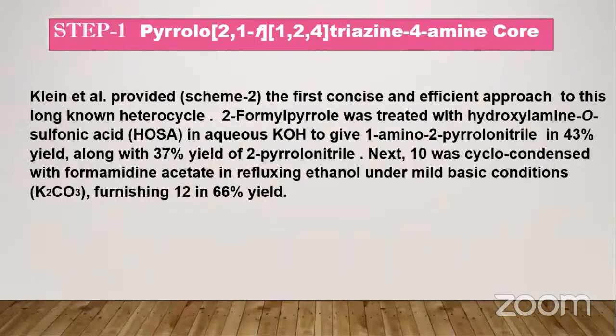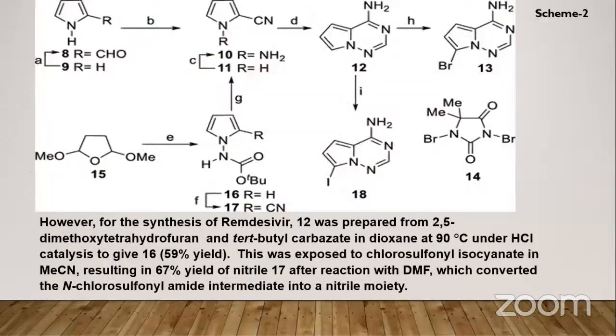If we come one by one, we can see the first step, where we are doing the pyrrole synthesis, the first concise and efficient approach to this heterocycle. 2-formyl pyrrole was treated with hydroxylamine O-sulfonic acid in aqueous KOH to give 1-amino 2-pyrrole nitrile. This is number 8, which is my formyl pyrrole, which is treated with hydroxylamine O-sulfonic acid, as I was telling, and forming this number 10, which is my pyrrole nitrile. This gave us a 43% yield, along with 37% yield of 2-pyrrole nitrile.